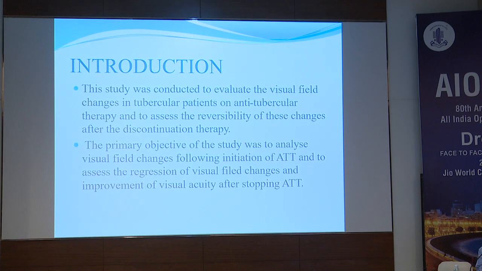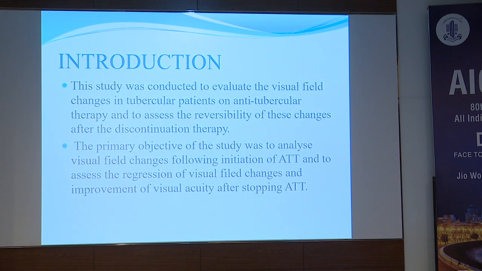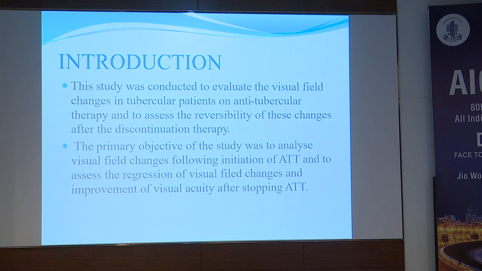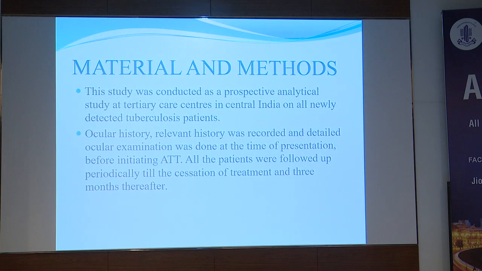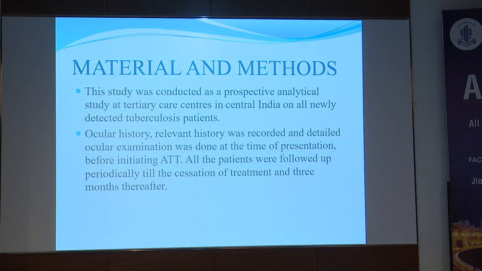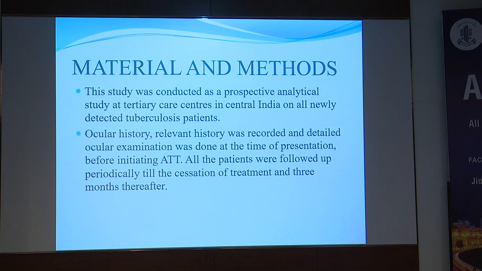The primary objective of the study was to analyze the visual field changes following initiation and to also assess the regression and also if there is an improvement in visual acuity after the stoppage of the ATT. This study was conducted as a prospective analytical study at tertiary care centers in central India on newly detected tuberculosis patients who presented to us. Relevant ocular history was recorded. Detailed ocular examination was done at the time of presentation, that is before the initiation of ATT. Then all the patients were followed up periodically till the cessation of treatment and 3 months thereafter. The total duration of my study was approximately 18 months.